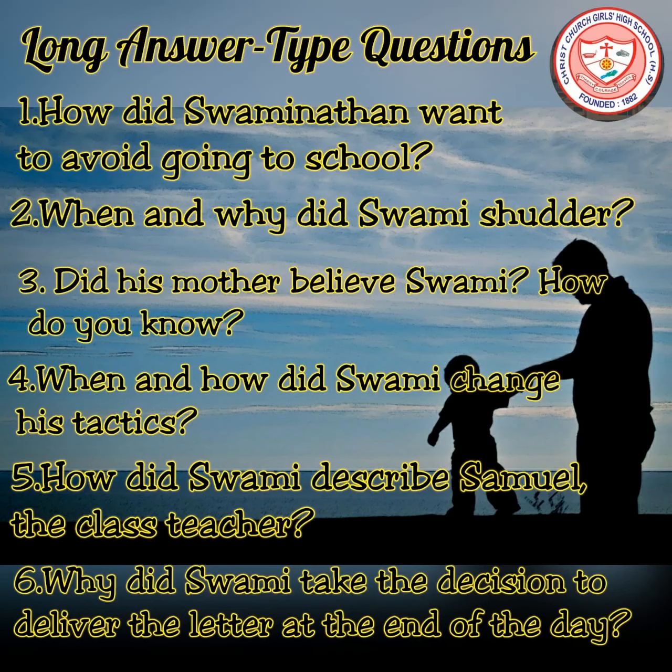And the answers are: how did Swaminathan want to avoid going to school? The answer is: in order to avoid going to school, Swaminathan started to wail, complaining of a headache. Number 2, when and why did Swami shudder? On Monday morning, lying in bed, Swami shuddered. Swami shuddered with fear, thinking about going to school.